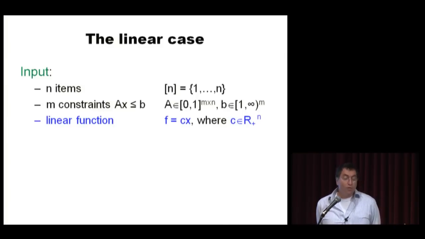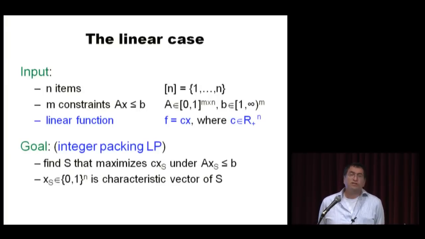So let me explain it by thinking about the linear case. The linear case is well known. You have n items, you have m constraints, you have a linear function. This is just integer packing linear programming, a standard classical problem of Ax smaller than b, where all values should be 0 and 1. It's not the most general, because we assume that the matrix is non-negative. Now, instead of a linear function, we want to extend it to a submodular goal function.